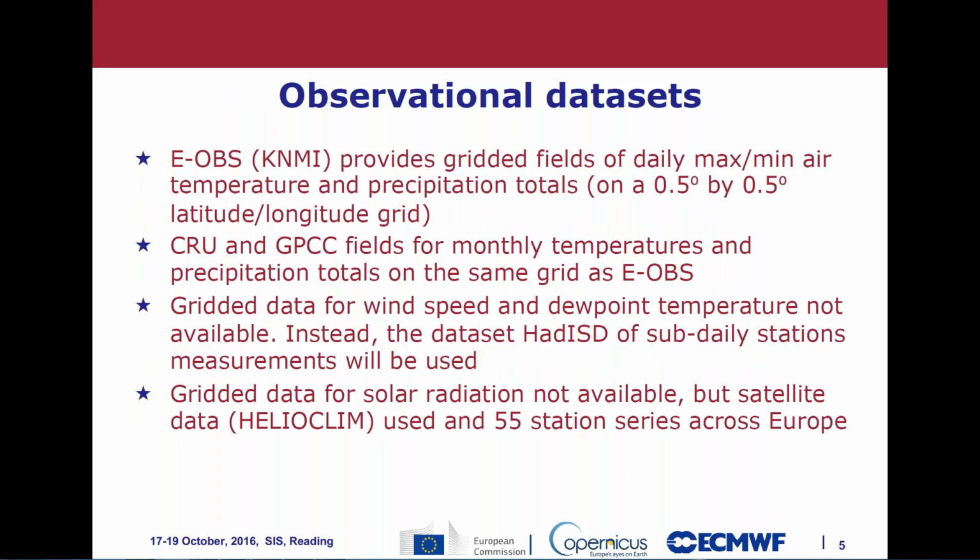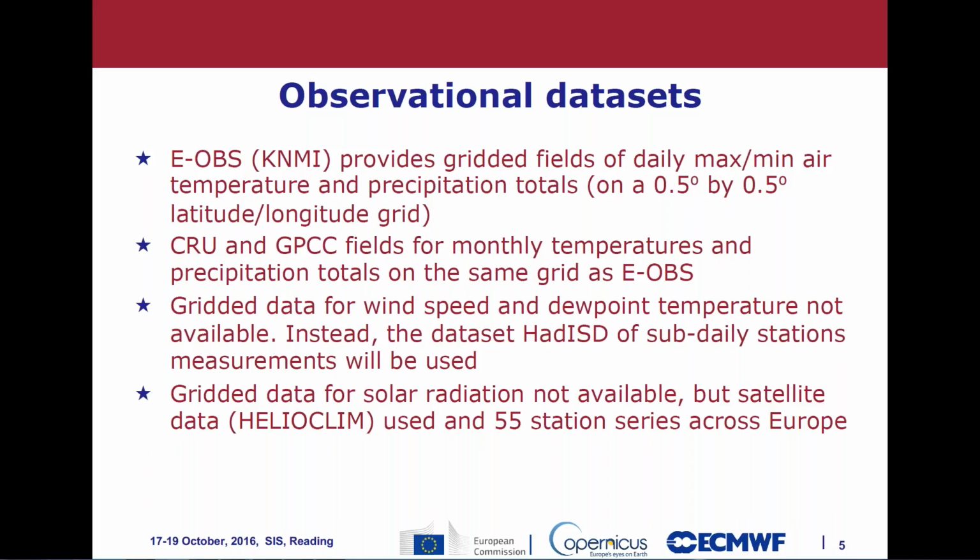Now, what are the observational data sets we've got to look at comparisons with the reanalysis? Well, there's been a number of data sets produced, and the main one we're going to be using is a data set called E-OBS, which is produced by the Dutch Met Service KNMI. And this produces gridded fields of daily maximum and minimum air temperature and precipitation totals on this half by half degree latitude-longitude grid. So that's the main one we'll be using for those two variables.